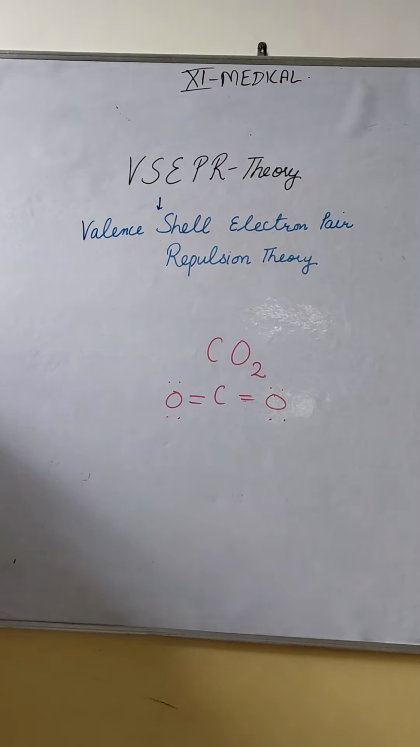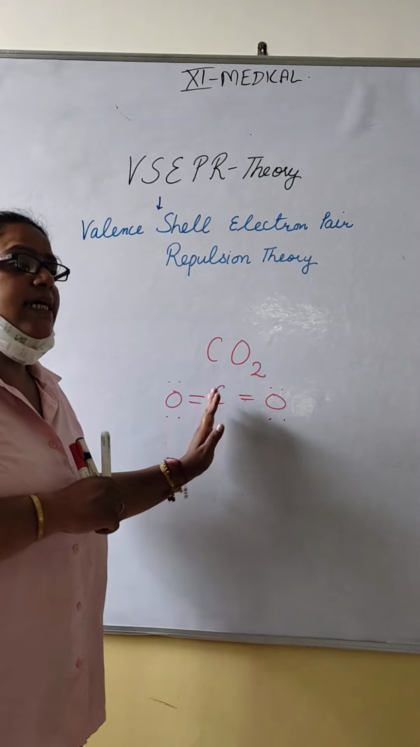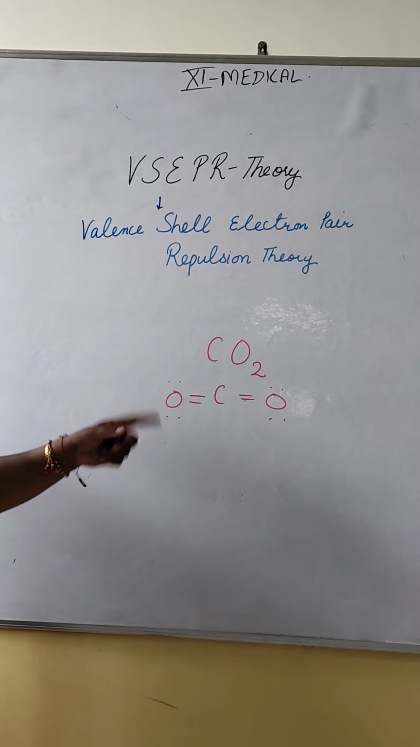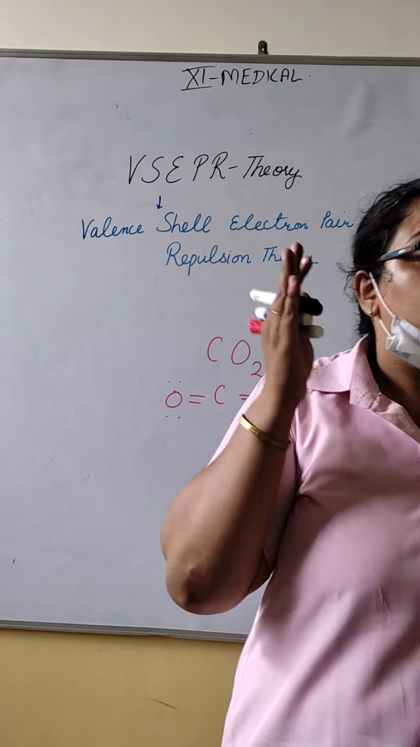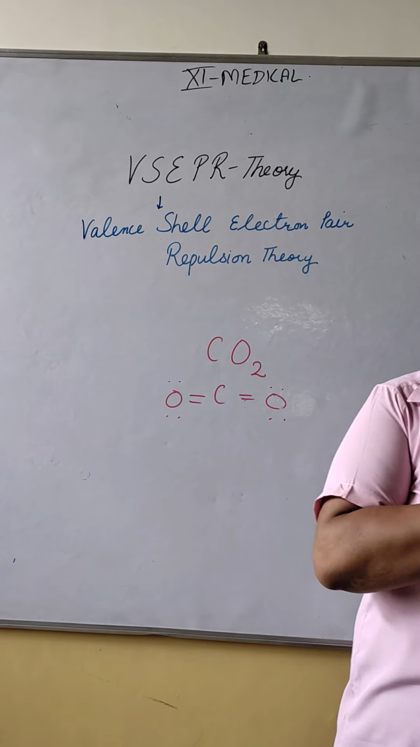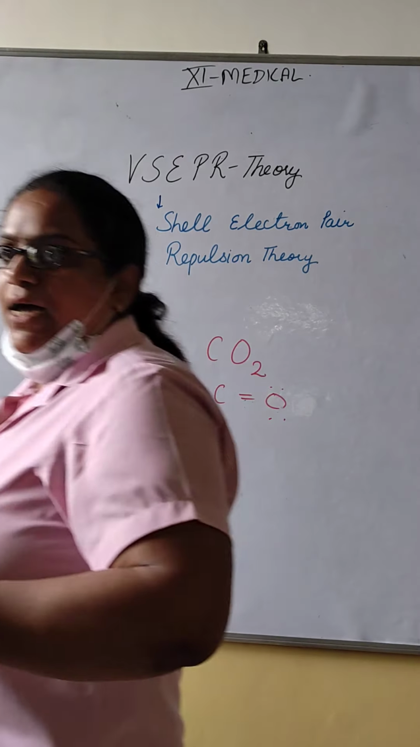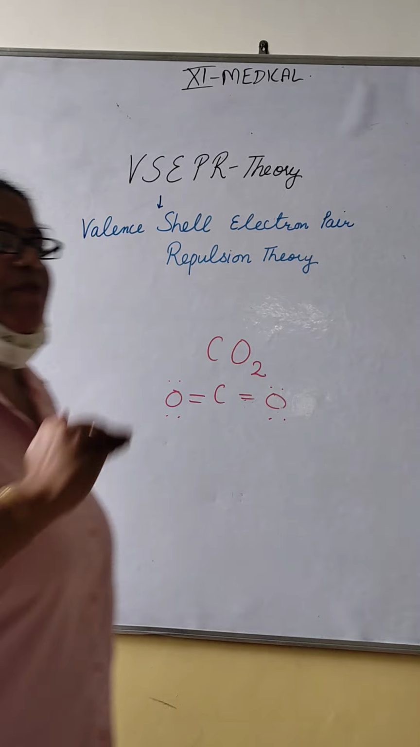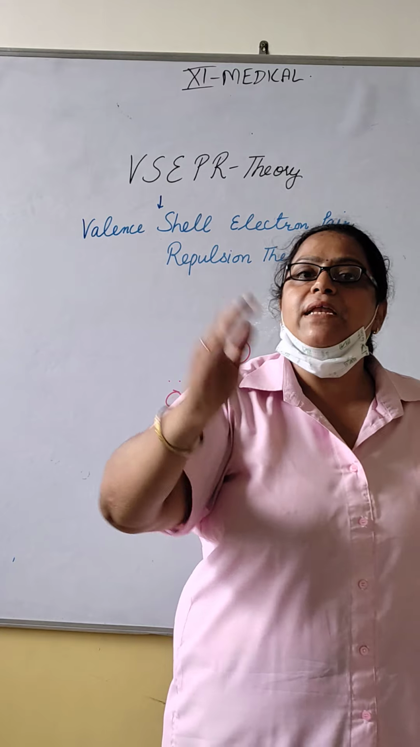Fine. Now the electron pairs which surround this central atom repel each other because the same negative charges repel each other. So the central atom, which is surrounded by bond pairs as well as lone pairs, has these pairs repel each other and move far apart so that the repulsion between them is minimum, and minimum repulsion means more stability.